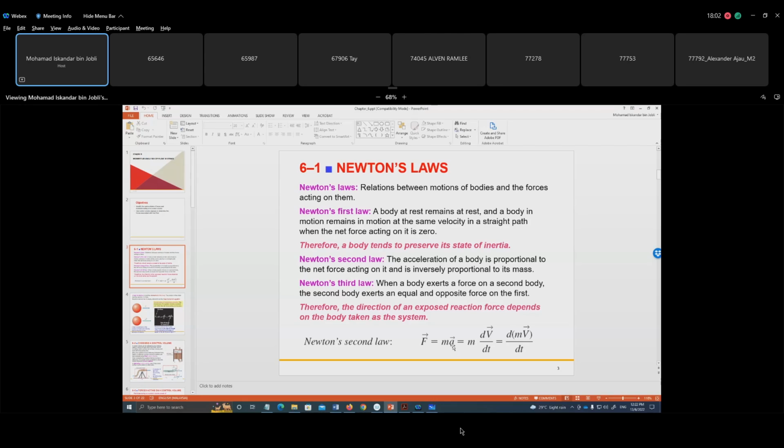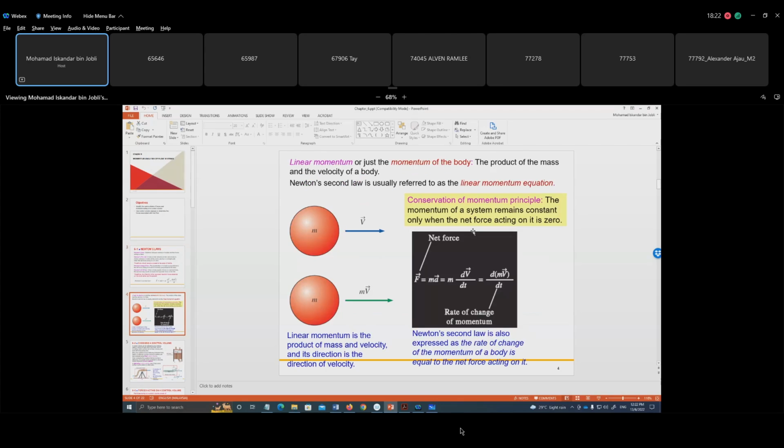When you expand the A, A is actually V, the velocity, divided by time. When you expand this and regroup it, momentum is the product of mv. So the force can also be said as the rate of change of momentum. The equation is explained here. Linear momentum is just the momentum of the body, the product of mass and velocity. That's it. Whenever you have mass and you have velocity, you have the momentum of the body. Mass multiplied by velocity, you have the momentum.